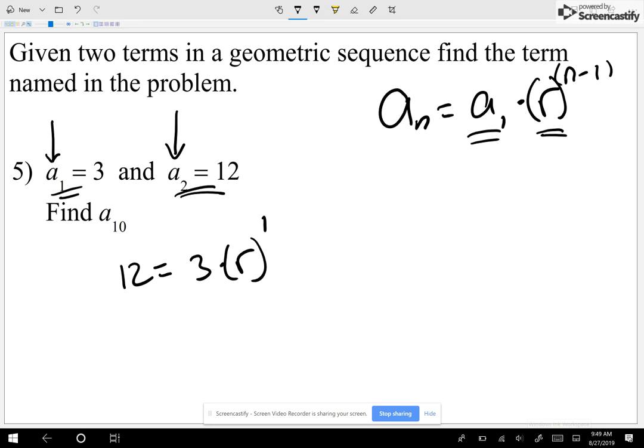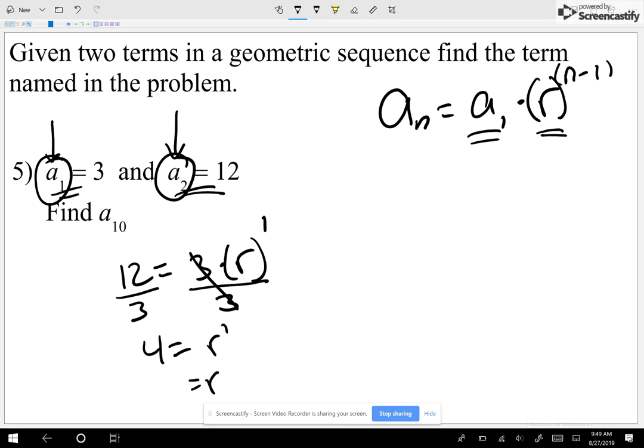In this case, 1. But if my numbers were like a of 2 and a of 5, my power on r would be 3. Once again, the exponent of r is the difference between which numbers you are looking at. The difference between 2 and 1 is 1. Subtract them. That's the exponent. Now solve for r. In my case, I'm just going to divide both sides by 3 to get rid of the number in front of it. And I have 4 is r to the 1. If r to the 1 is 4, I think we can just say that r is equal to 4, right?